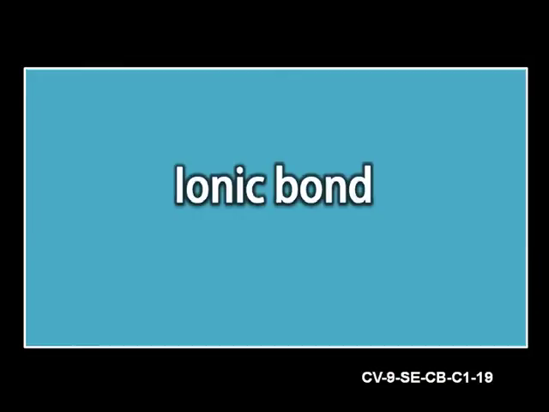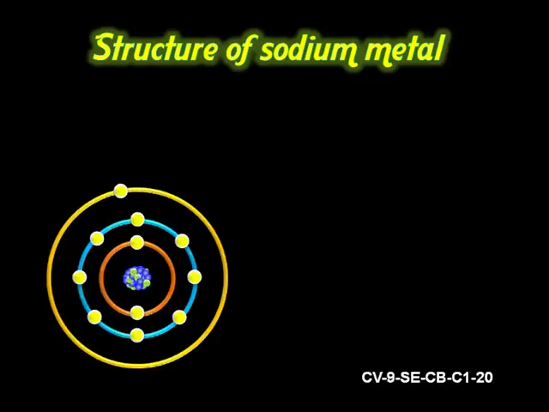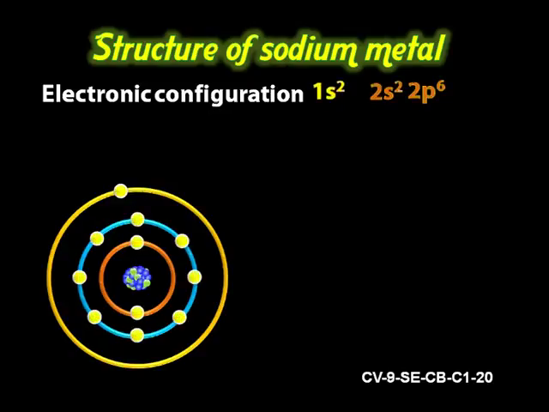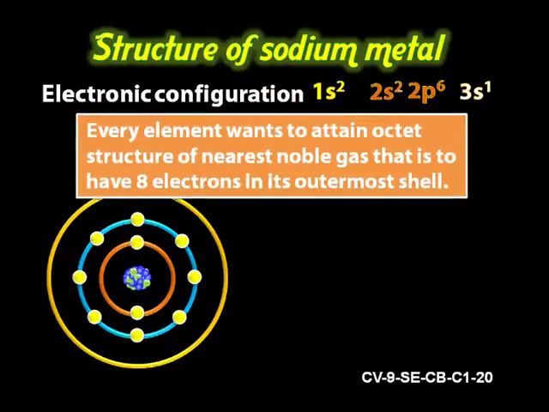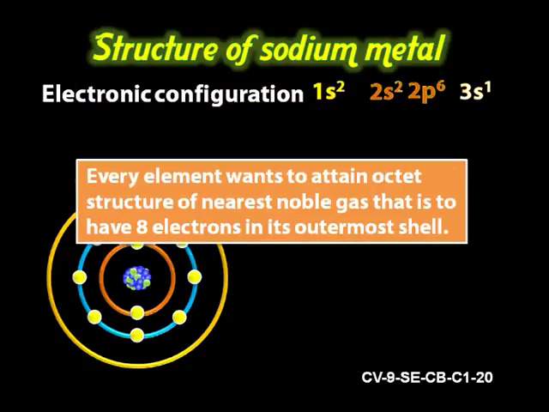Now let us understand how an ionic bond is formed. Let us consider the structure of sodium metal. Its electronic configuration is 1s2, 2s2, 2p6, 3s1. In its valence shell, it has 1 electron. Every element wants to attain octet structure of the nearest noble gas, that is, to have 8 electrons in its outermost shell.